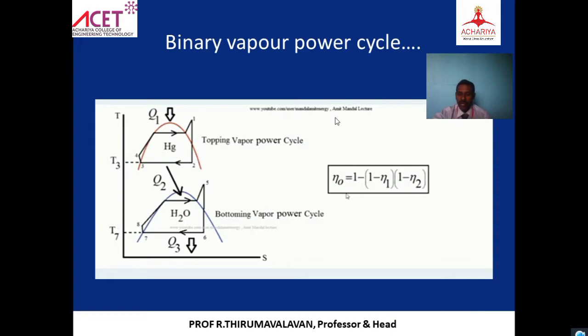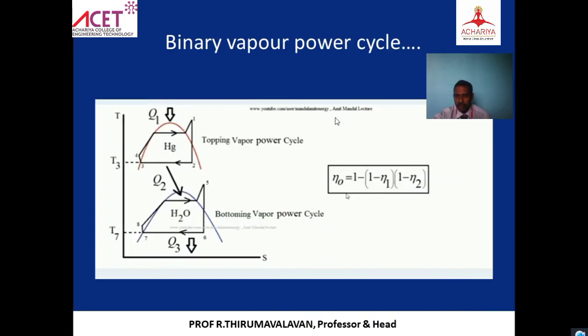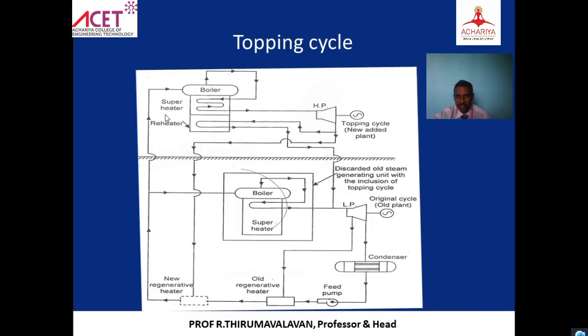So far we have seen the Rankine cycle, Rankine reheat cycle, Rankine regenerative cycle, and then we have seen the binary vapor cycle. Next we will see how this same binary cycle is divided into 2 cycles, what we call the topping cycle and the bottoming cycle. See this one, there are 2 cycles used, the topping cycle and the bottoming cycle.